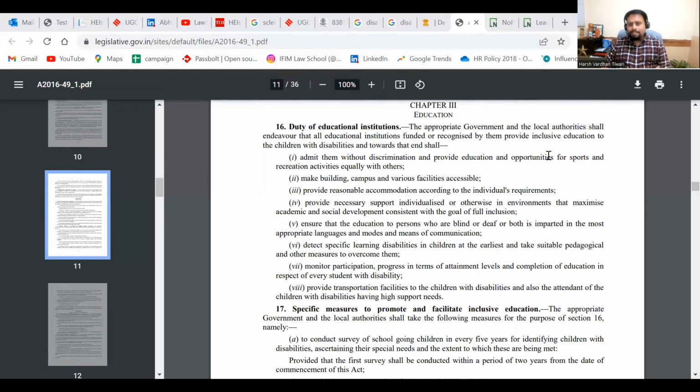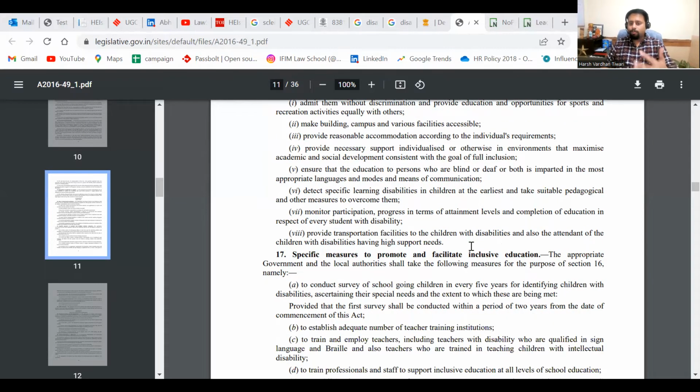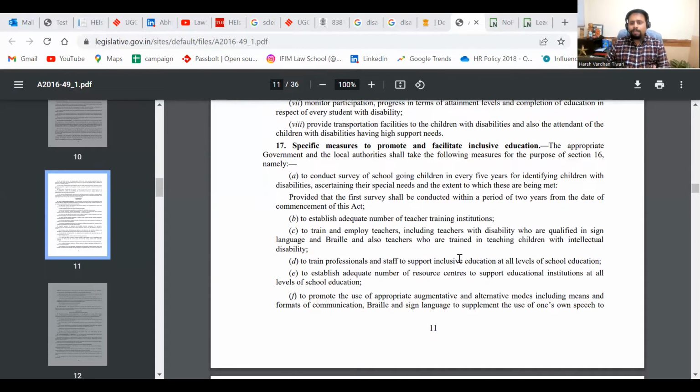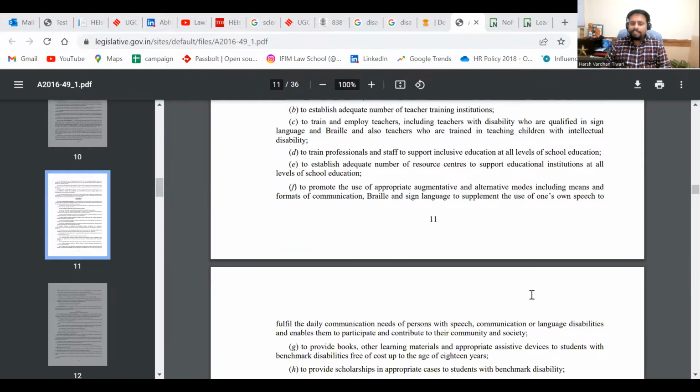It says that the appropriate government and the local authorities shall endeavor that all educational institutions funded or recognized by them provide inclusive education. Then it points out what all they need to do. Another section covers specific measures to promote and facilitate inclusive education. That's also one of the sections which talks about what educational institutions should be doing. Again, it calls for training professionals and staff to support inclusive education at all levels of school education as well, and that is really important.